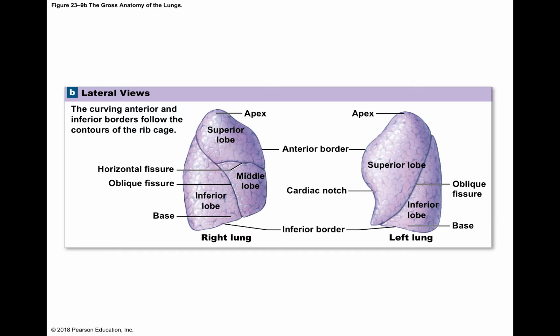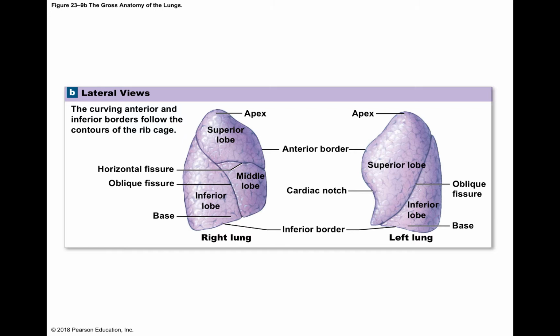Okay, because why? Because that's where the heart sits. The heart sits off to the left side a little bit, right? So we've got this little notch that gives us only enough room for two lobes in the left lung. We have a superior lobe and an inferior lobe. They're divided by a fissure. It's called the oblique fissure. Okay? It's called the oblique fissure.